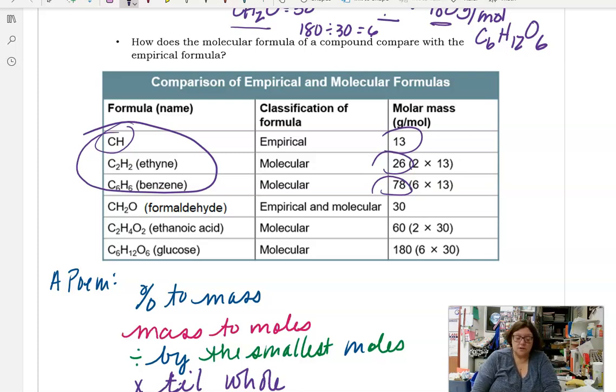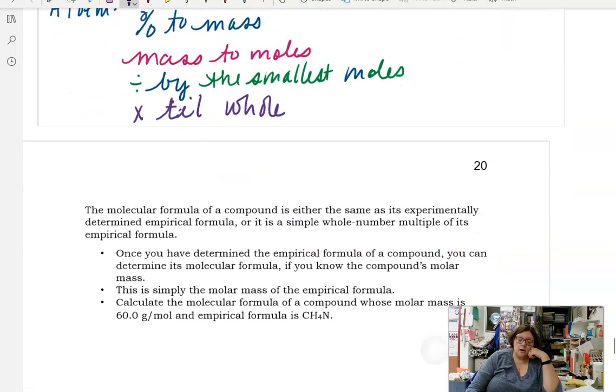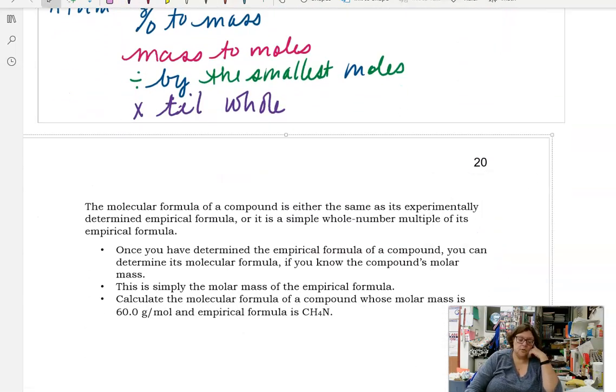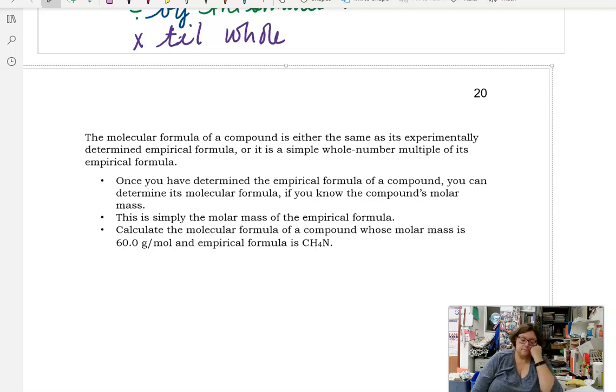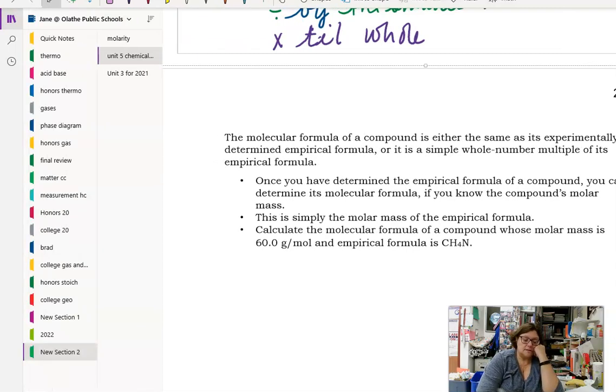Formaldehyde, which we just talked about, has a molar mass of 30. Ethanoic acid has a molar mass of 60. And glucose has a molar mass of 180. But all 3 of these have the same empirical formula. So once again, you take the molecular mass divided by the empirical mass, and that will give you how many times you have to multiply your empirical formula by. Okay? And this describes how to do that. So let's do a practice.